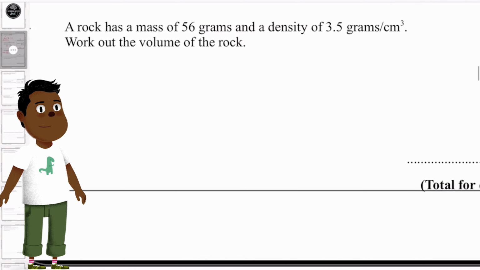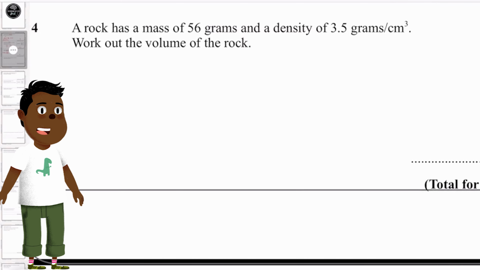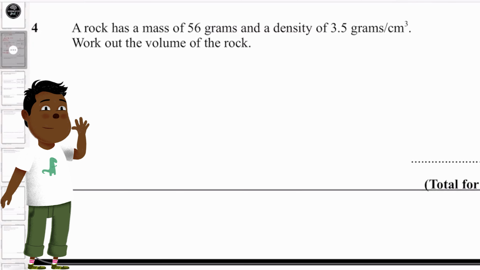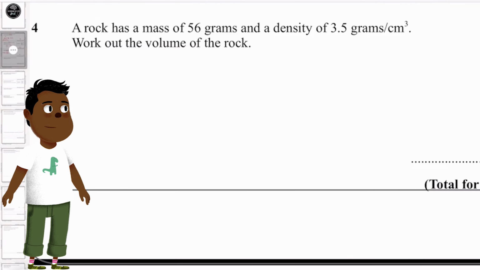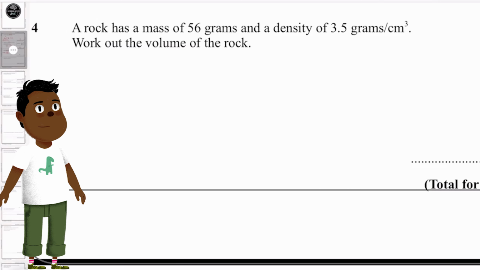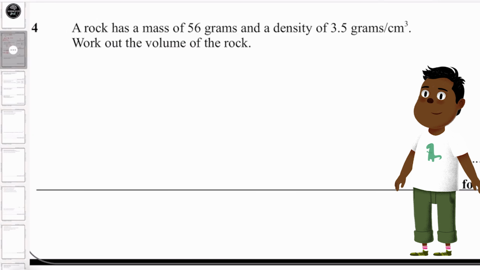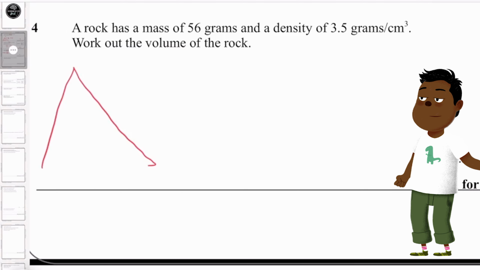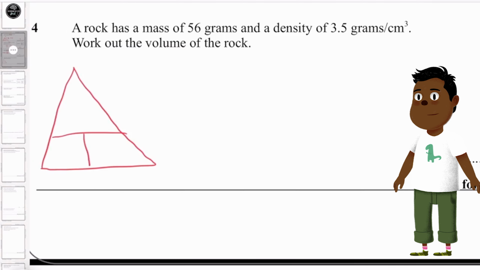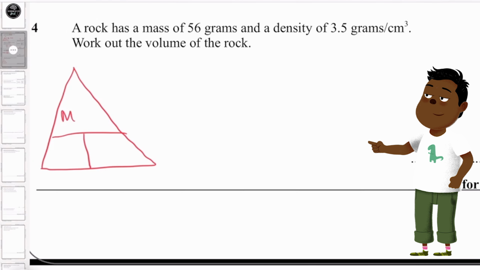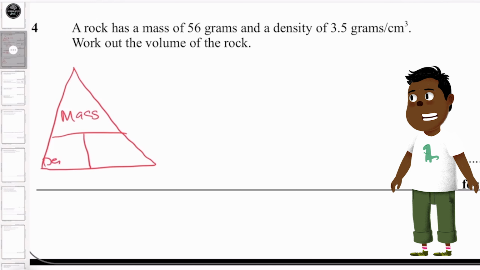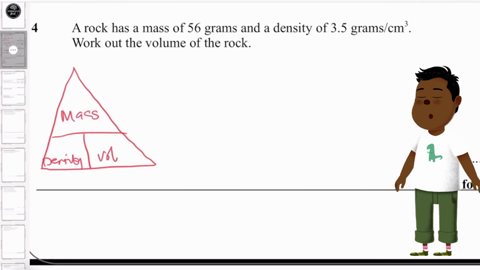Okay, question number 4. A rock has a mass of 58 grams and a density of 3.5 grams per centimetres cubed. So let's work out the volume. So again, very similar to the question that we've just done. We'll have our density, mass, and volume. I'm now going to go ahead and show you this using the triangle. So we'll have our mass, we'll have our density, and our volume.